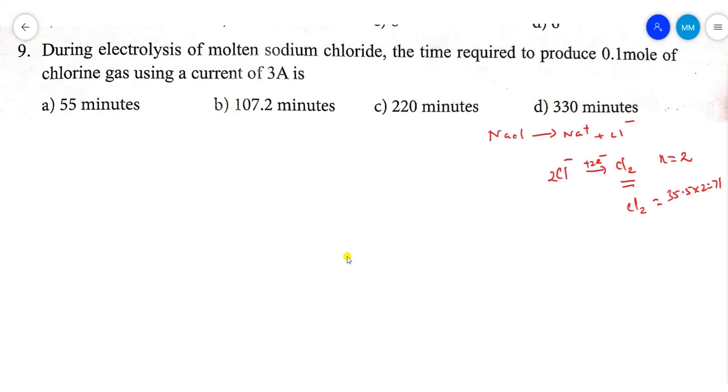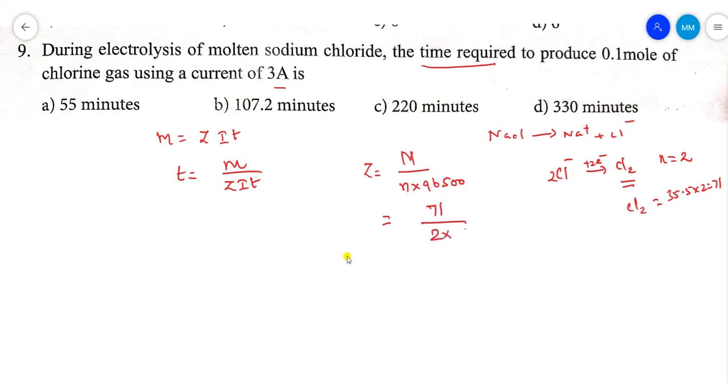This problem is based on Faraday's first law, that is m, the mass of the substance deposited, is equal to Z I t. In this problem, the 0.1 mole of chlorine gas is produced using a current of 3 ampere, and what is the time required? So t is equal to the mass deposited divided by Z into I. We know that Z is the molecular mass divided by the number of electrons involved into 96,500. Here the molecular mass of chlorine is 71 divided by number of electrons 2, into 96,500. So instead of Z, you can apply this. And what is M? M is equal to 0.1 mole. So this is equal to 7.1 gram of chlorine. For 1 mole it is 71 and for 0.1 mole 7.1.